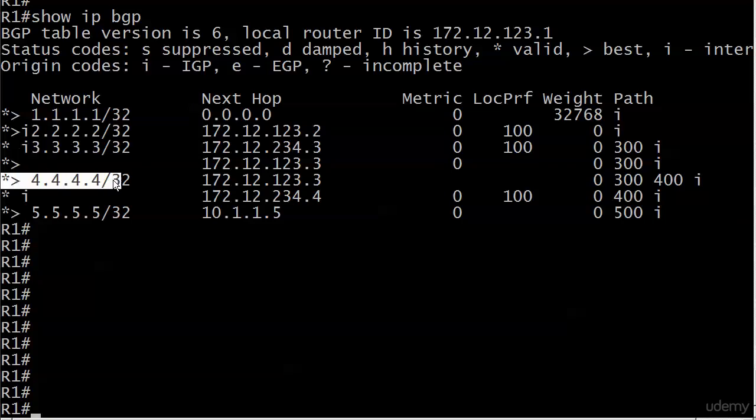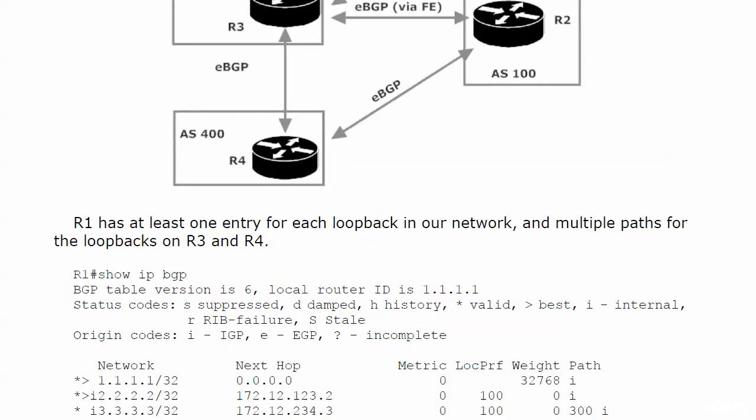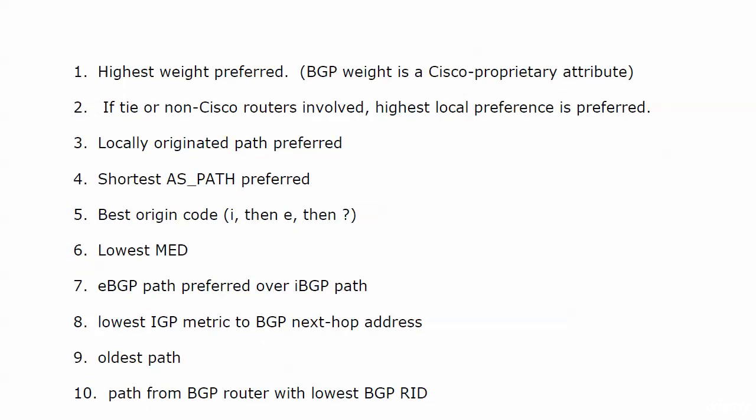As you see here, it is the case with 4444, and then the path that wasn't chosen is under it. But here, the valid and best for 3333 is actually this one. So why? Why was this? Why were those particular paths chosen? Well, when deciding between multiple paths for the same destination, we have a pretty long-winded decision-making process. This is not 1 or 2 steps. And I would just have this memorized down cold for your exams. It's a very good idea. And here is that list.